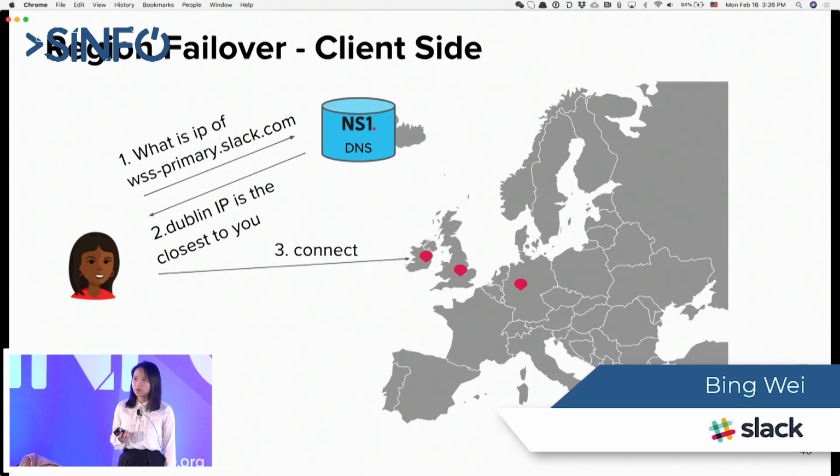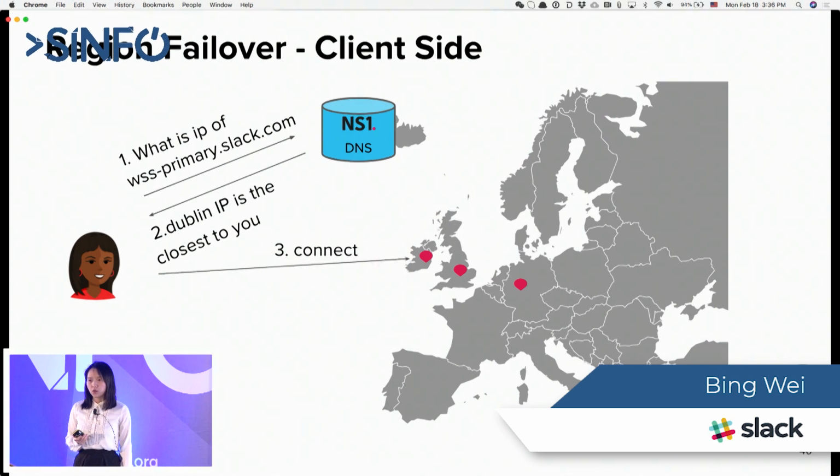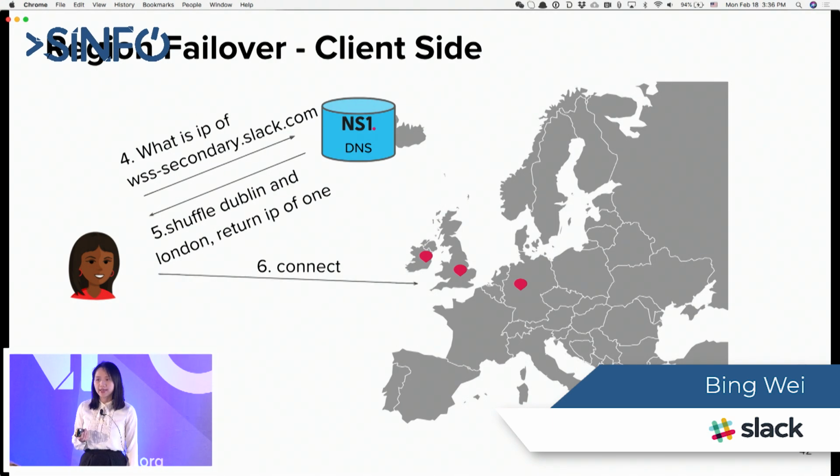When the client connects to Slack, it first asks the DNS server, what is the IP address of wss-primary.slack.com? The DNS server, based on the user's IP address, estimates where you are, and then decides, for example, Dublin is your closest region, so it returns the IP address of Dublin. The client connects to Dublin, but fails. It will make a second attempt.